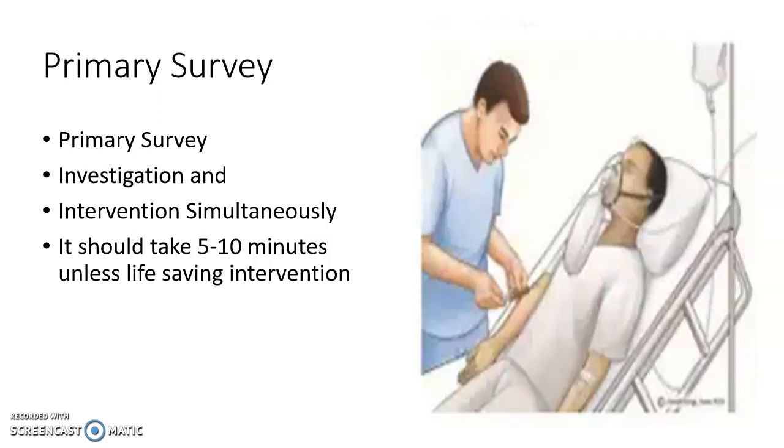Primary survey includes the ABCD approach of approaching the patient. After that, they will investigate the patient and go to the secondary survey, and they also assess and may return to the primary survey. Intervention is done simultaneously. It takes 5 to 10 minutes unless life-saving intervention is needed. When it comes to primary survey, you have to assess the airway. You have to ask the patient his name, for example.